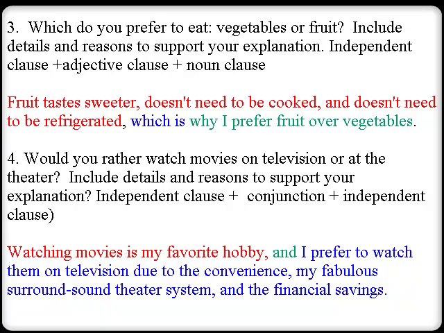4. Would you rather watch movies on television or at the theater? Include details and reasons to support your explanation. Use an independent clause and another independent clause, two separate sentences. Watching movies is my favorite hobby, and I prefer to watch them on television due to the convenience, my fabulous surround sound theater system, and the financial savings.